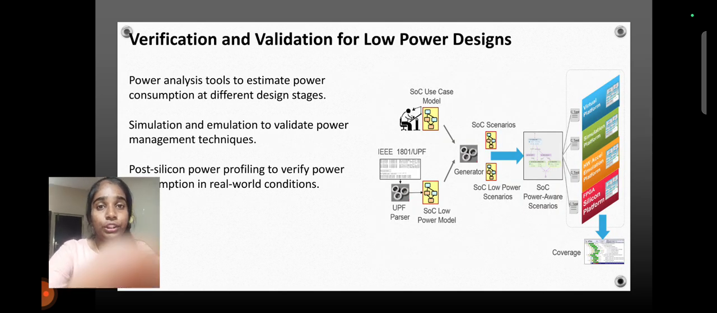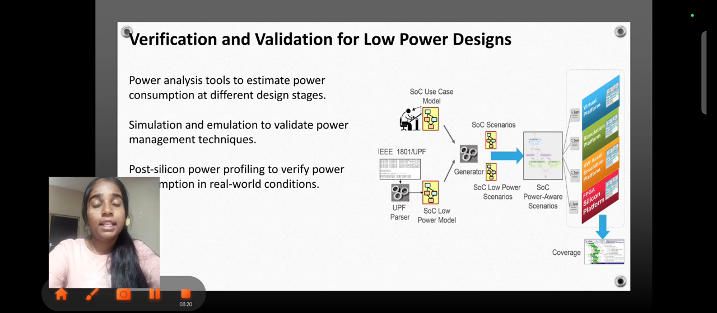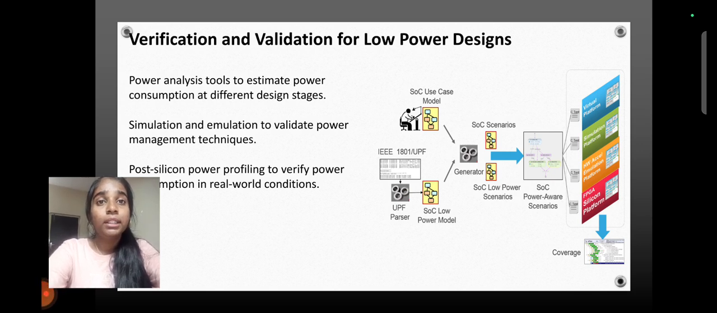Verification and validation of low power designs: power analysis tools to estimate consumption at different stages, simulation and emulation to validate power management techniques, and post silicon power profiling to verify the power consumption in the real world.